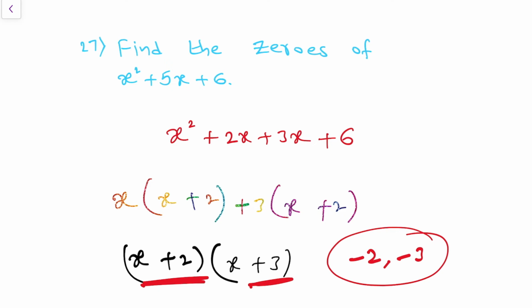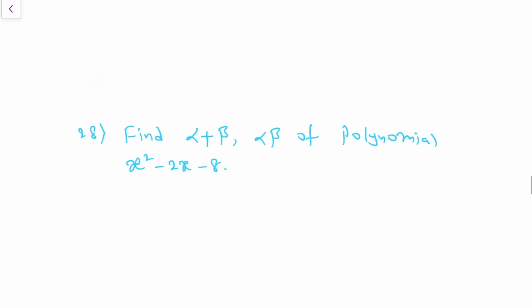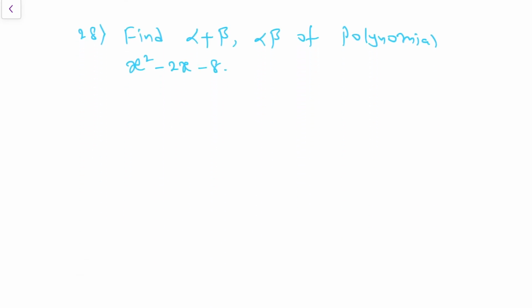Next, find alpha plus beta and alpha into beta of the given polynomial. Alpha plus beta is the sum of the zeros. Alpha into beta is the product of the zeros. Now this is the given polynomial x square minus 2x minus 8. Before x square nothing is there, so I can write it as 1: 1x square minus 2x minus 8. Now the number before x square is called a, so that is 1. The number before x is called b.